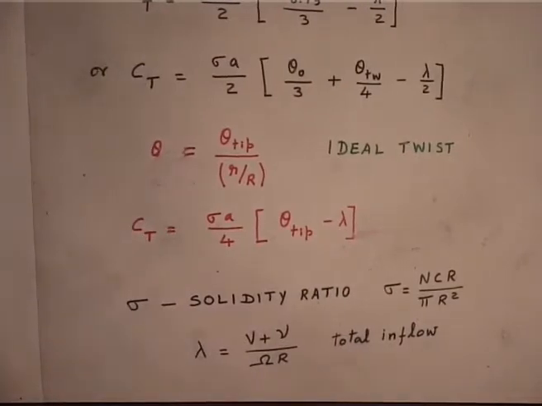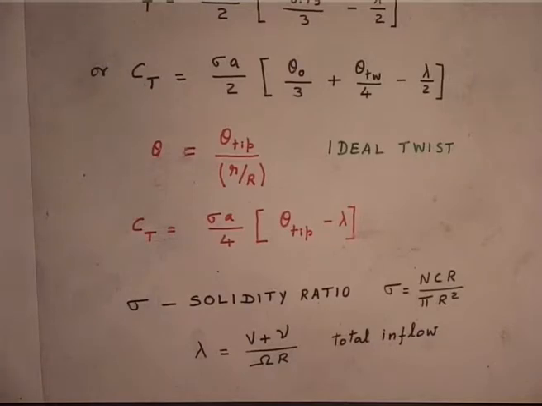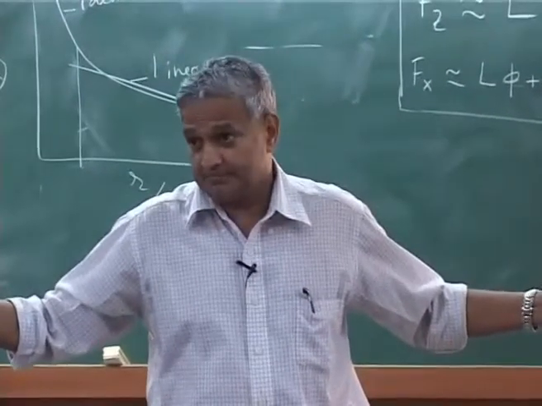The expression is different. Now you see, depending on the twist, the expression changes. Why ideal twist is in this form, but why do I call it ideal is another question. The reason I call it ideal is, if I use this twist, my inflow will be uniform. I can prove that using another theory we have to come to. Whereas in all these things I assume that inflow is constant everywhere.